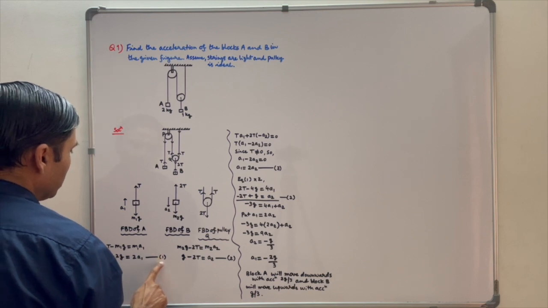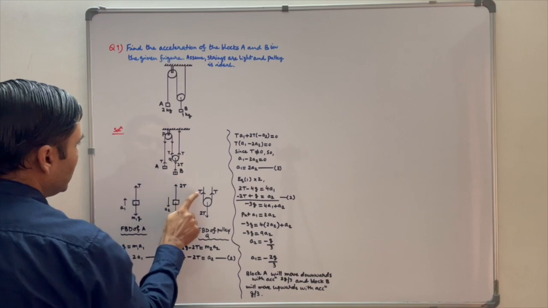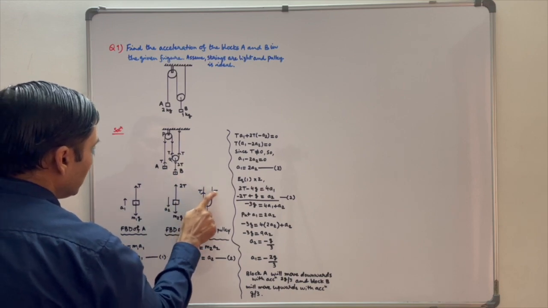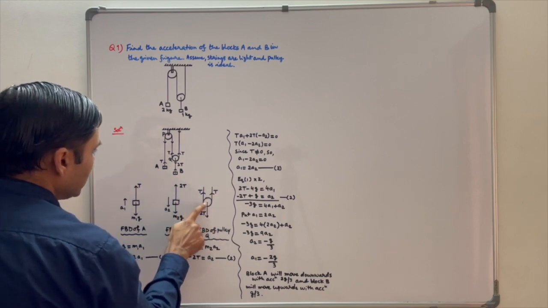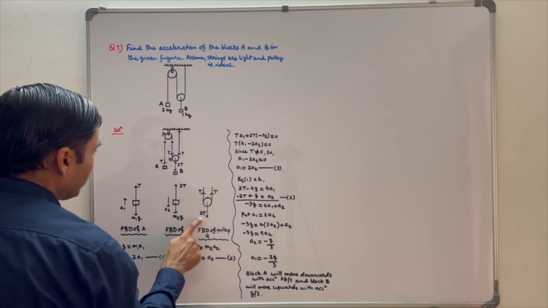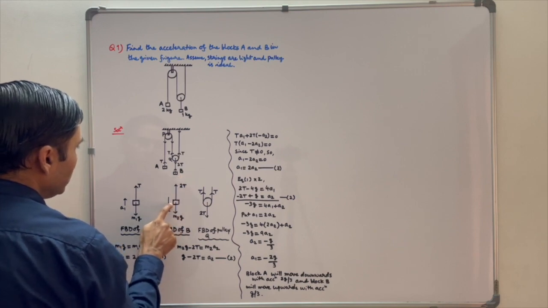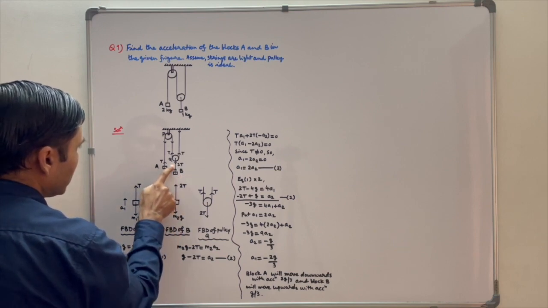This is the first equation. This is the FBD of this pulley. Tension T is working on this string on both the sides, so the tension on this string will be T plus T, that is 2T. This is the FBD of block B. Tension 2T is working on it due to this string.